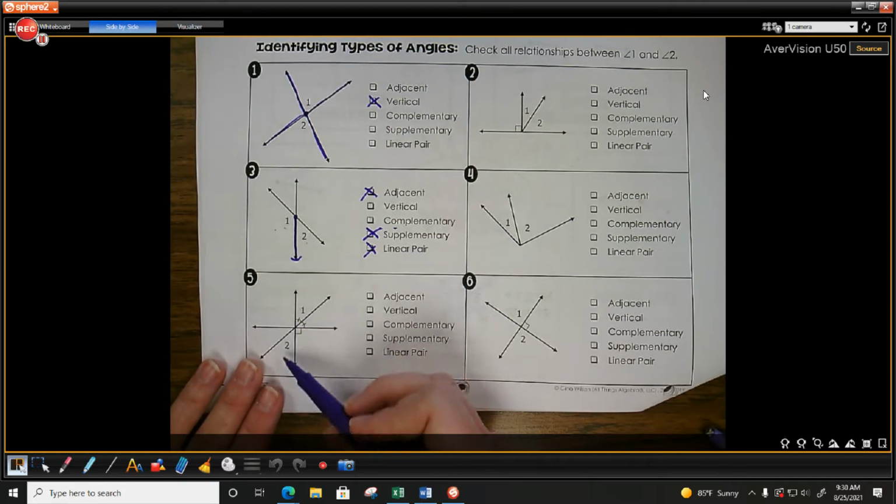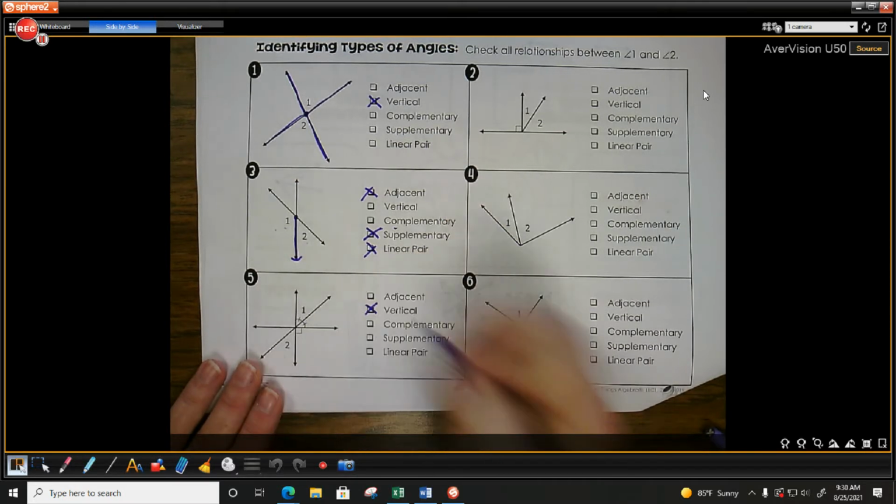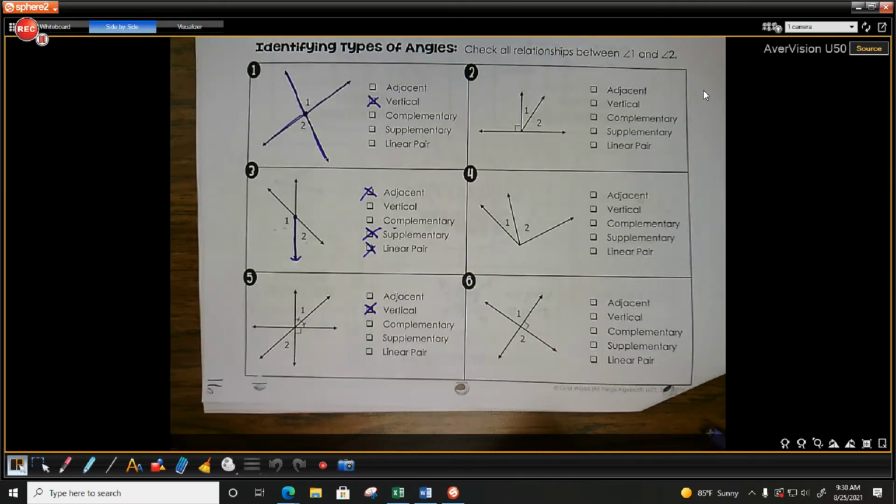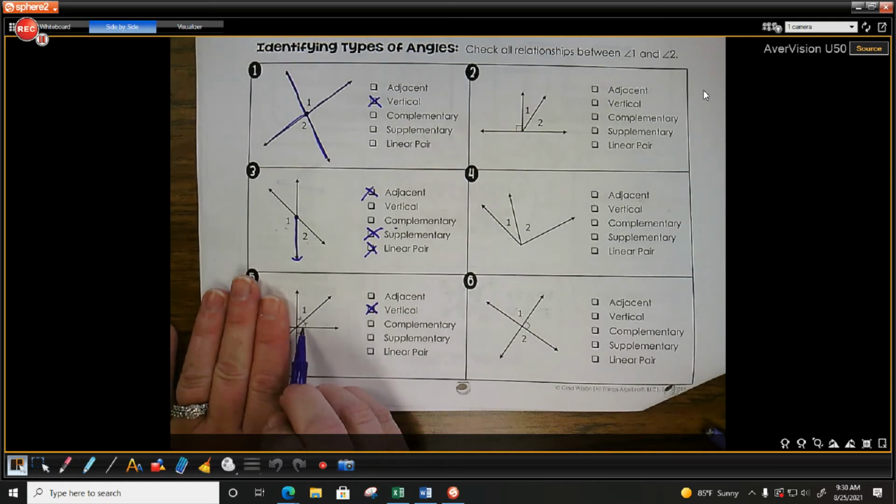Are they adjacent or vertical? They are vertical. They're not adjacent. Okay, this is where we're kind of tricky. If this is a 90-degree angle, what is this total angle right here? Also a 90-degree angle, right? Because it makes a line. So if this is 90, this angle needs to also be 90.